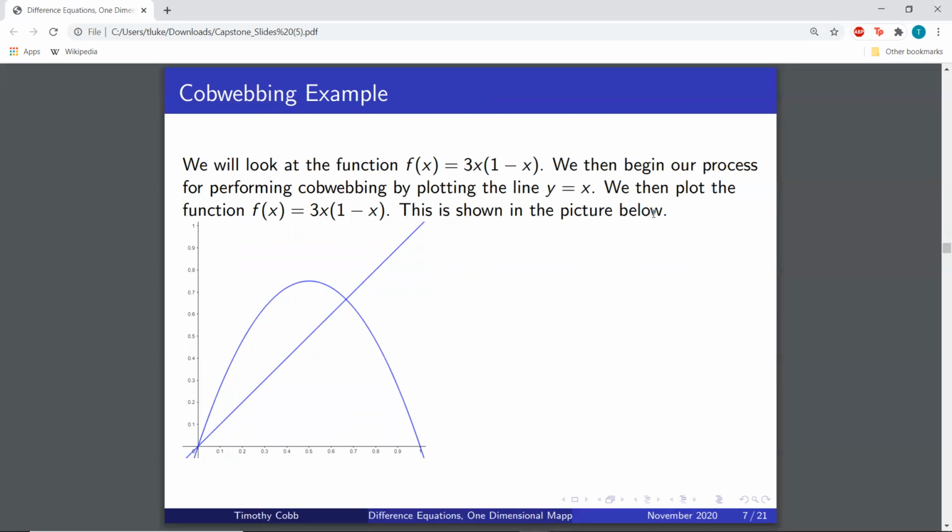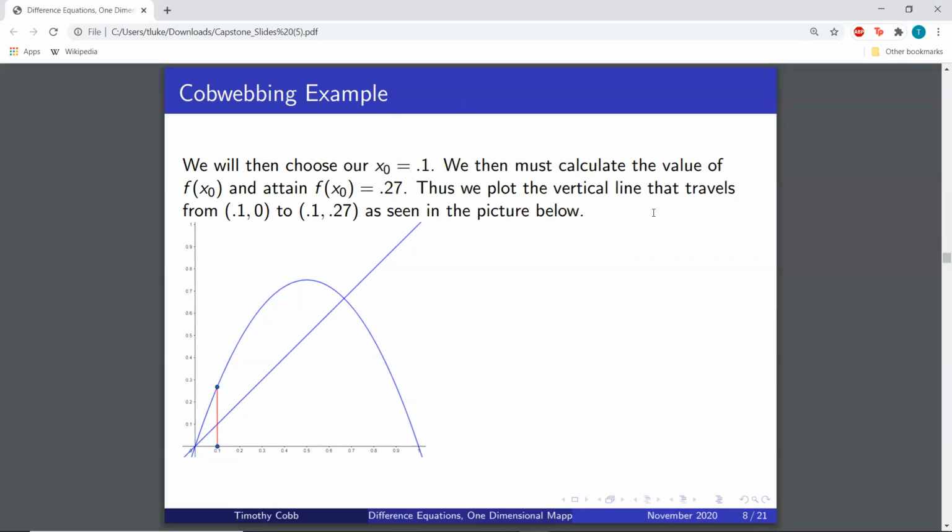So we're going to look at the function f of x equals 3x times 1 minus x. We then begin our process for performing cobwebbing by plotting the line y equals x, which we can see in our picture below, and also the function f of x equals 3x times 1 minus x. We will then choose our initial condition of x naught equals 0.1, and we then calculate the value of f(x naught) and attain the value of 0.27. And so we plot that initial vertical line that travels from 0.1, 0 to 0.1, 0.27.